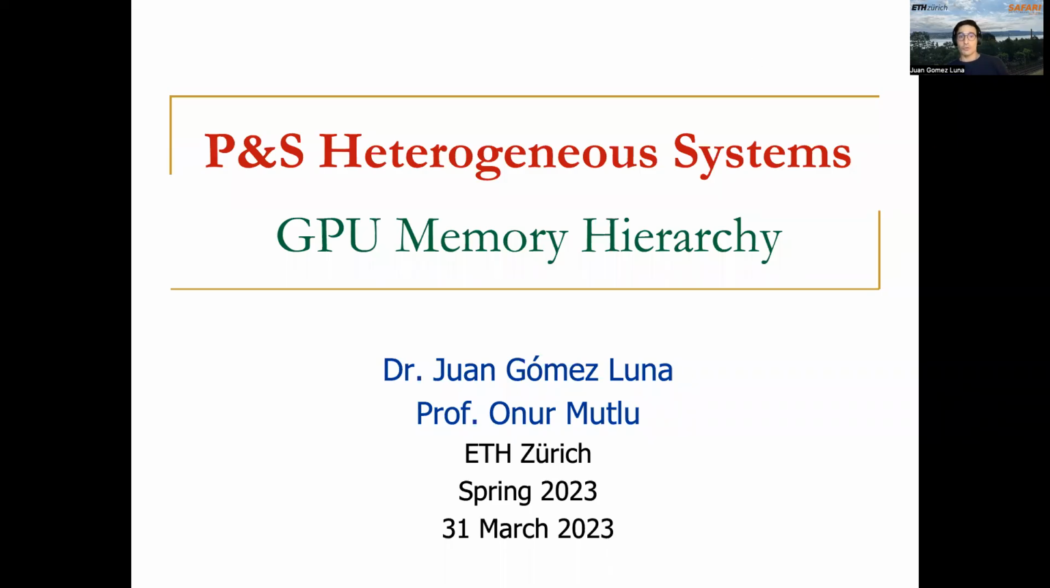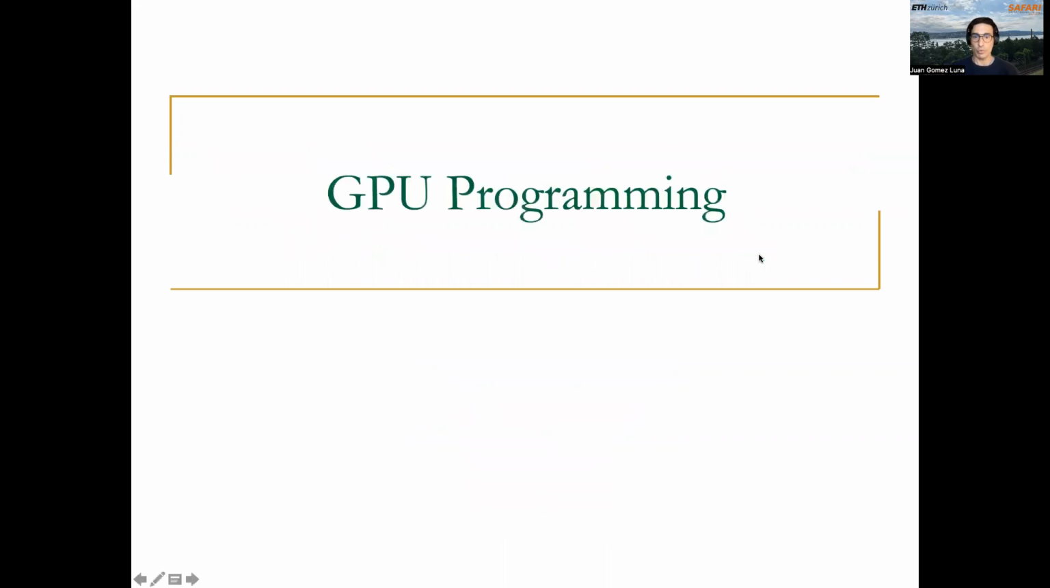Hello everyone, welcome to one more lecture of our course on heterogeneous systems, and today we continue talking about GPU programming. Now we are going to focus on the GPU memory hierarchy, the different memory spaces that threads can use when programming a GPU. We are going to go into the details very quickly, but first of all, let me very briefly recap on what we covered about GPU programming in our previous lecture.